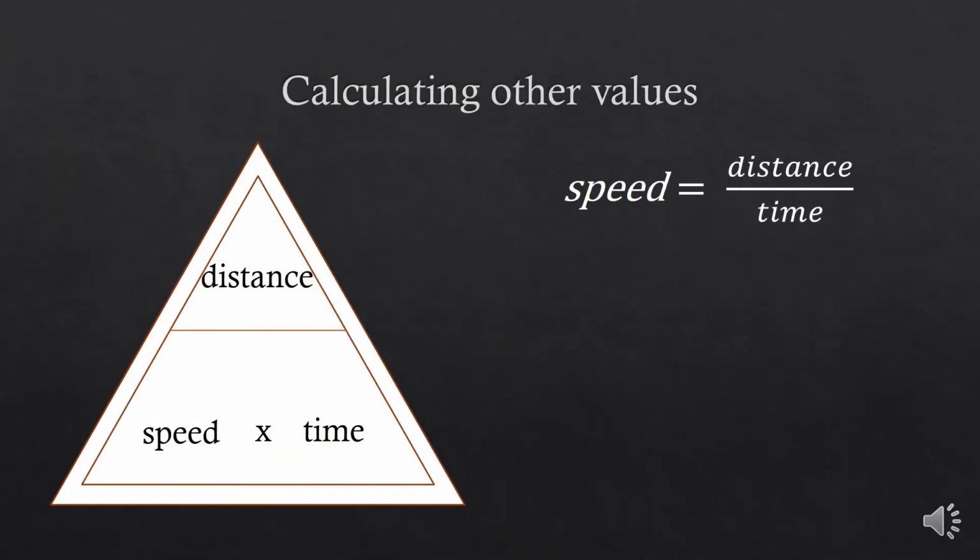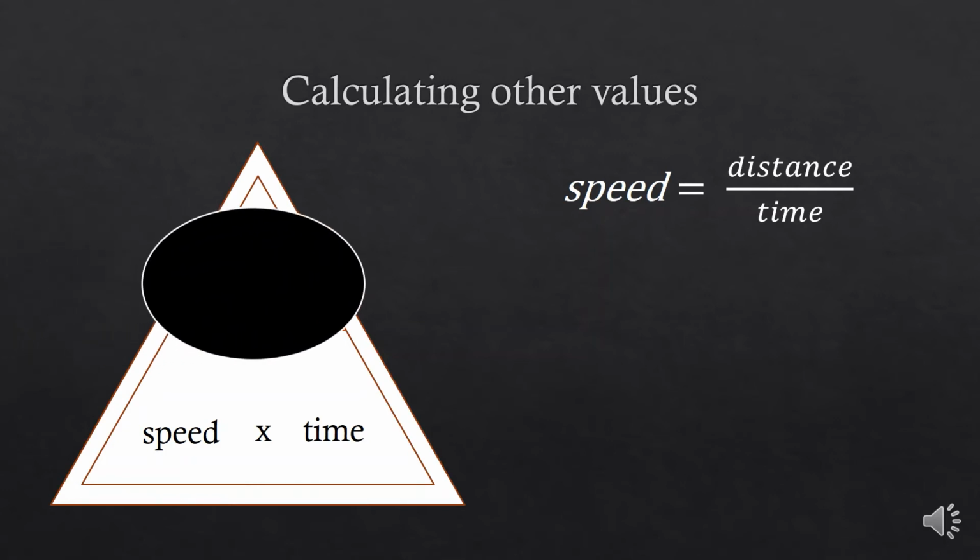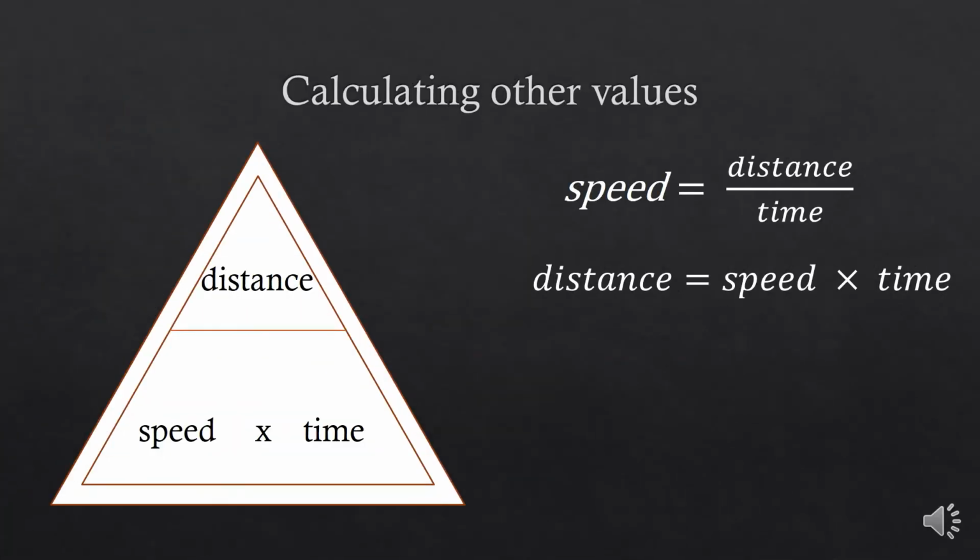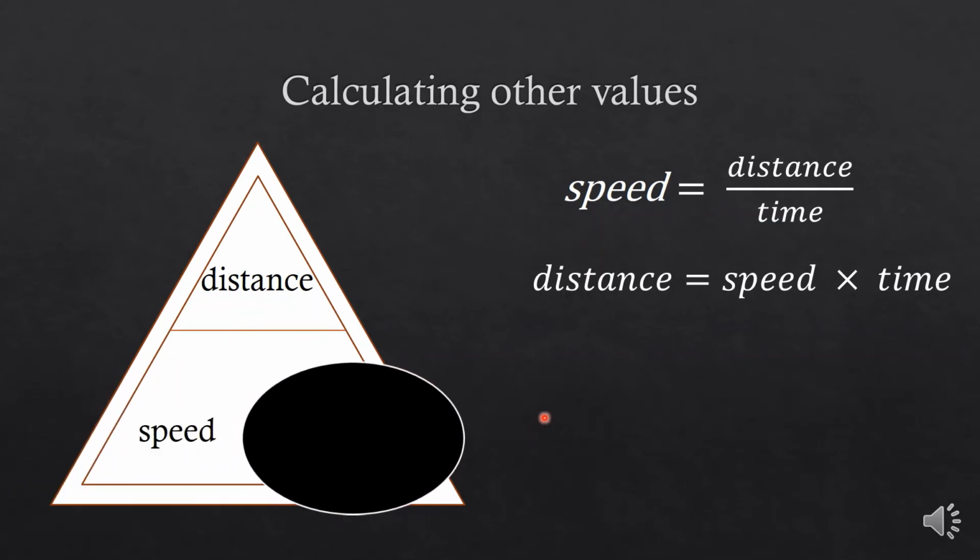In this question, we're going to try and work out what the distance is. So if I've got a question where I'm given the speed and the time, I want to work out distance. I cover up the distance and I do speed times time. So the equation for distance is speed times time. The final equation we can do is for time. So this time I cover up the time and I get the equation distance divided by speed. So the equation for time is distance divided by speed.